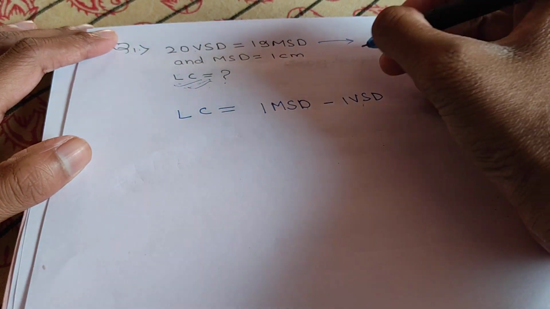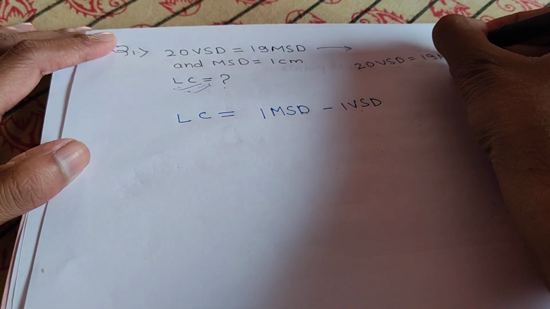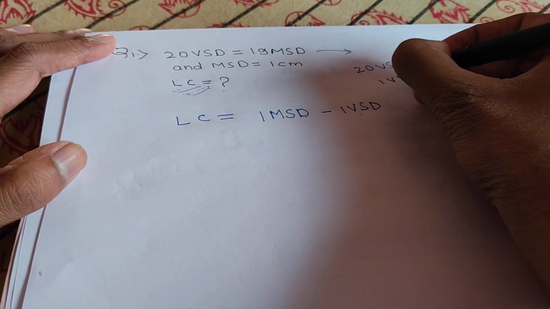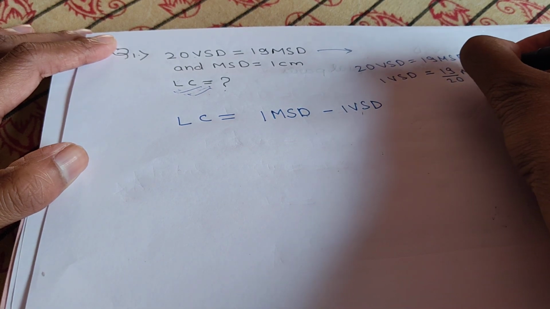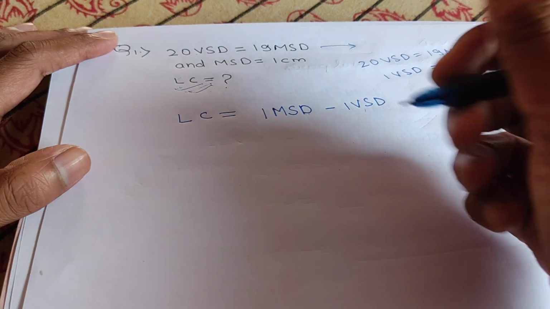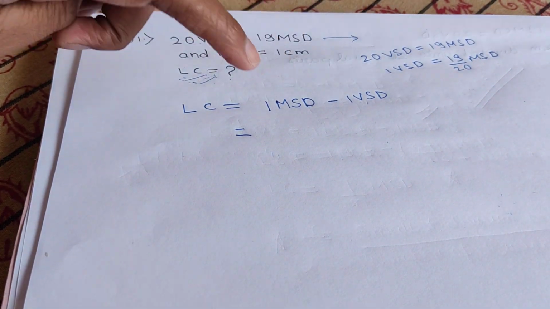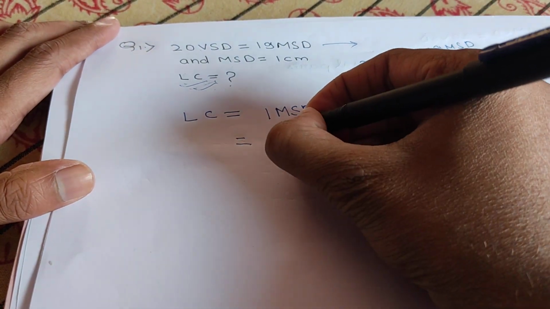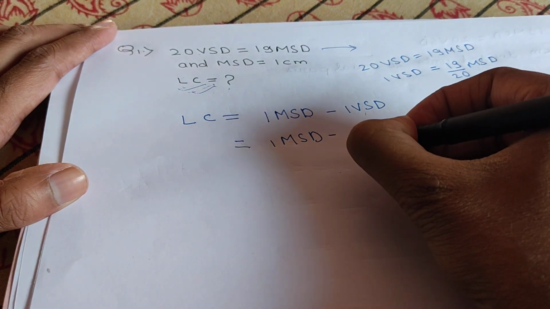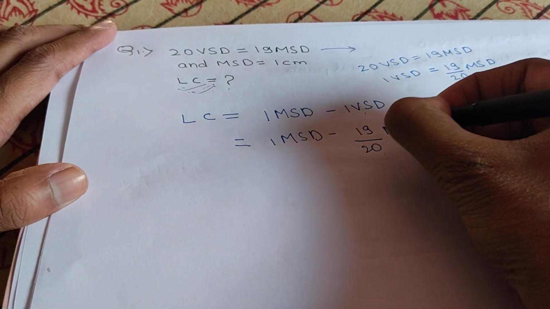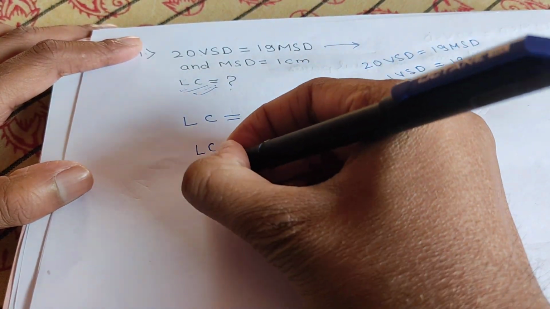We have to find 1 MSD here. If 20 VSD is equal to 19 MSD, then 1 VSD is equal to how much? 19 by 20 MSD. Put this value here, so it will be 19 by 20 MSD. Now solve.